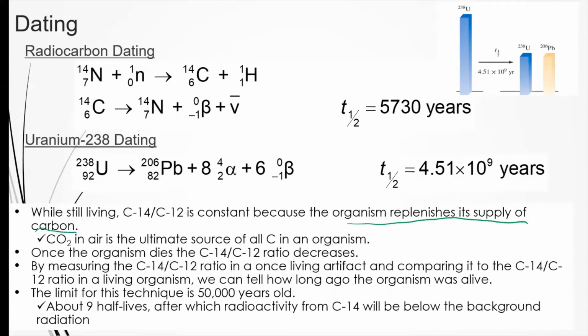So we might eat plant material. That plant material has carbon-14 incorporated in it. Right? And so we're constantly exchanging with our environment, and so our ratio of carbon-14 to carbon-12 remains constant.